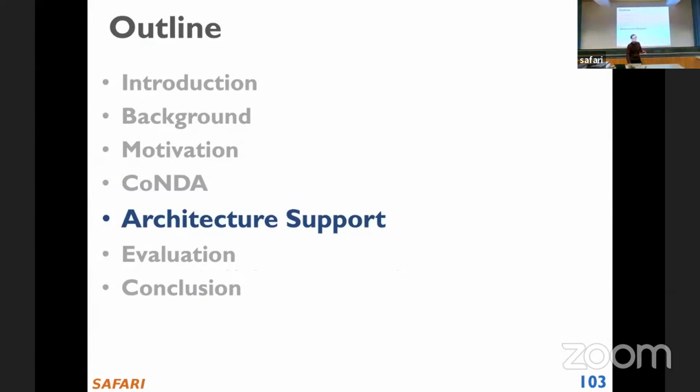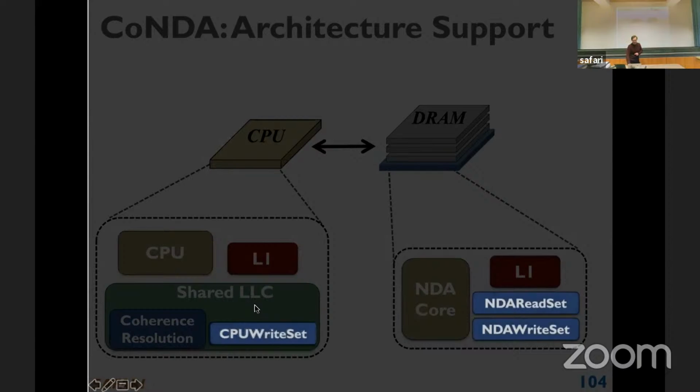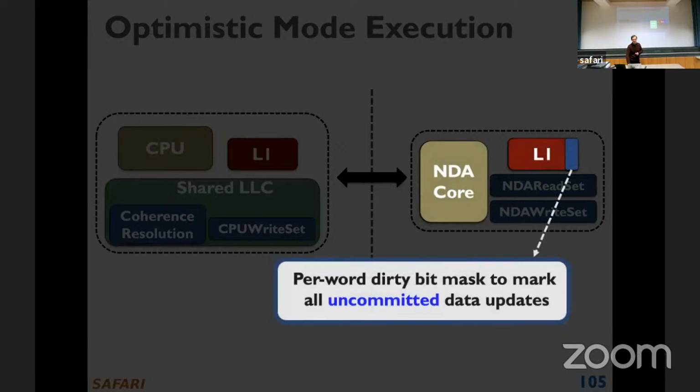Okay, so let's take a look at the architecture support. This requires clearly some support. On the NDA side, you need to have the read set and write set. And we assume actually there are some caches on the NDA side, as we have discussed earlier. On the CPU side, you need to have the write set and then a coherence resolution unit. And we can eliminate the read set over here. You can read the paper for more detail. Basically, these are the additional things that you need to have. So it's not cheap, let's say, but it's not that expensive also, as you see.